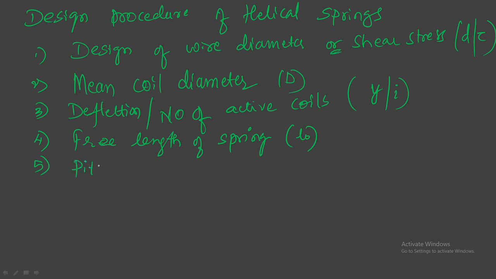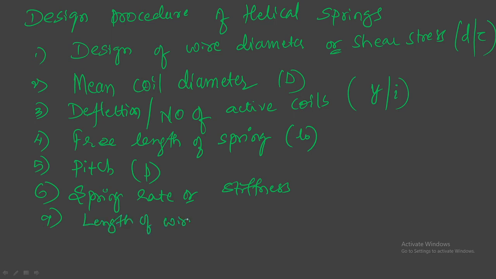Next, you need to calculate pitch. Okay. So this is small p. Next, spring rate or spring stiffness. Next, length of wire required to manufacture. Okay. So you need to follow these 7 steps.